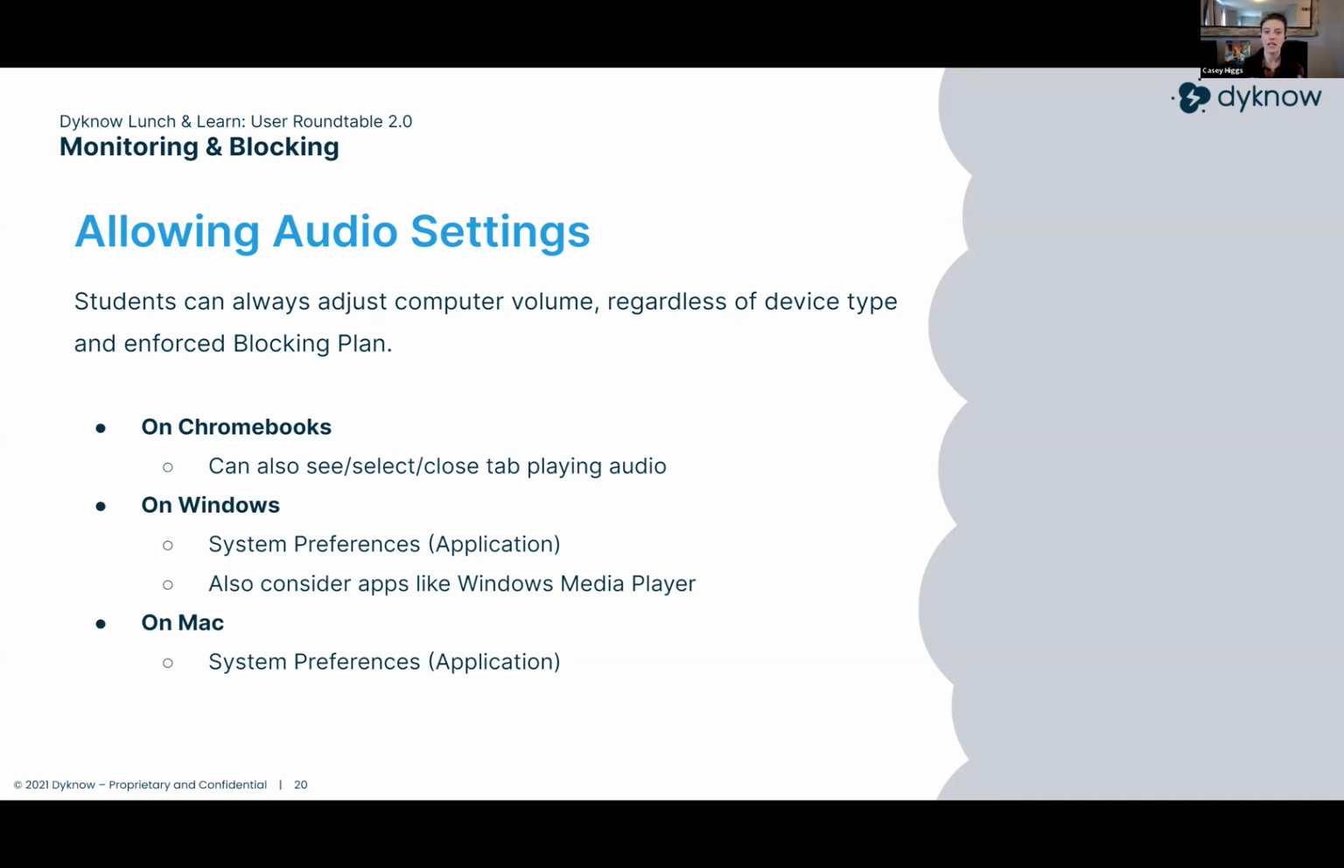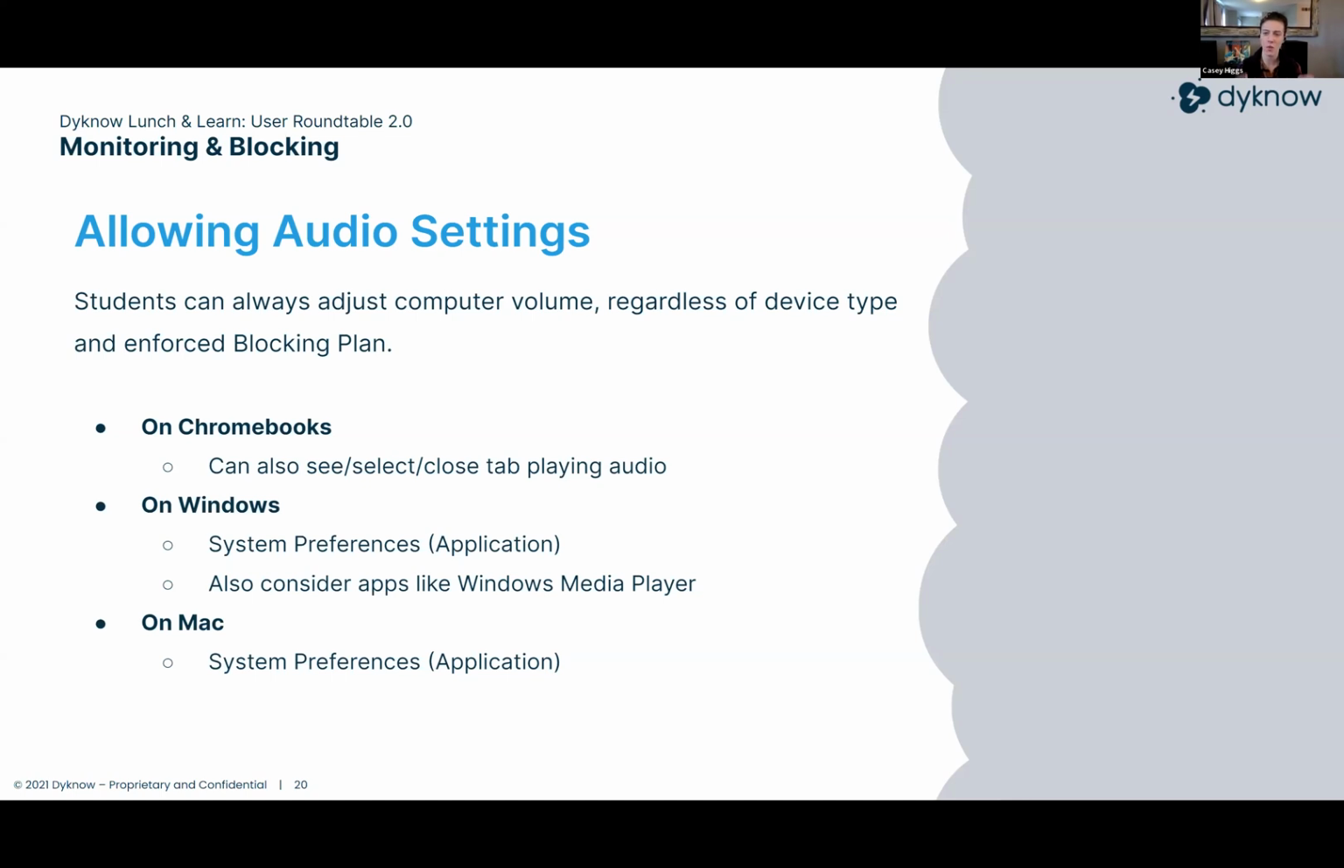And the way you do that is by searching for the term system preferences in that applications field within a blocking plan. But again, you should also consider other applications that can play audio. Just because you allow access to audio settings doesn't necessarily mean you're enabling audio for everything. If you're not allowing access to audio, but you're allowing access to YouTube, they might be able to hear audio, but doesn't mean they can adjust it.